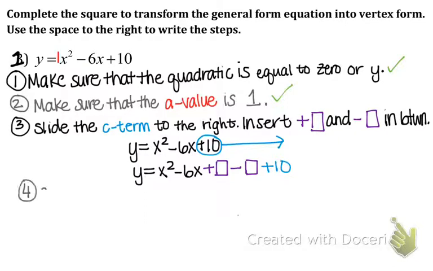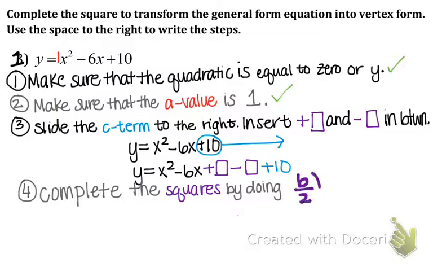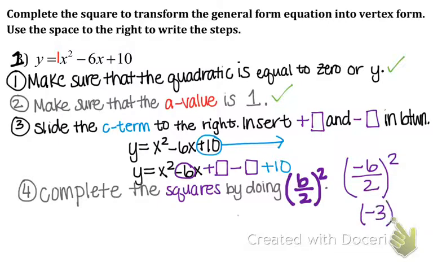Okay, now we are going to figure out what goes in those squares. We are going to complete those squares by doing b divided by 2 squared. So before we do b divided by 2 squared, we need to know what b is. Well, b is the coefficient in front of the x term, so the b value is -6. So off to the side on your paper, take your b term, divide it by 2, and square the entire expression. So we have -6 divided by 2, which is -3 squared, and -3 squared is +9.